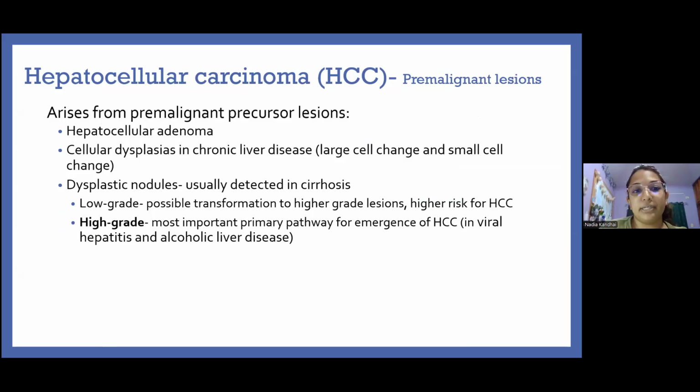So low grade is a possible transformation to a higher grade lesion and a higher risk for HCC, whereas high grade is the most important primary pathway for the emergence of hepatocellular carcinoma. Dysplastic nodules have a different appearance from the surrounding cirrhotic nodules, whether it be size, vascular supply, color, or texture.